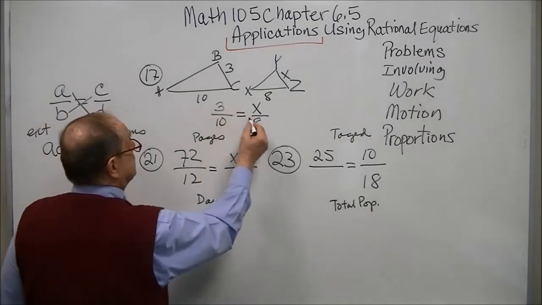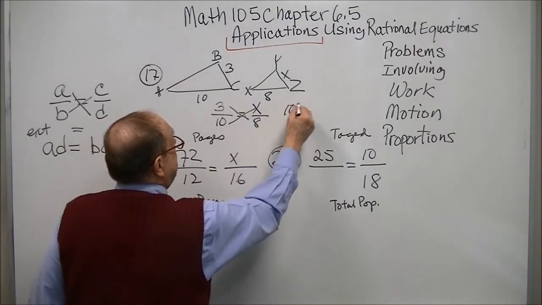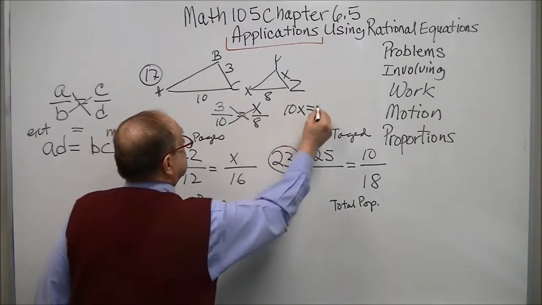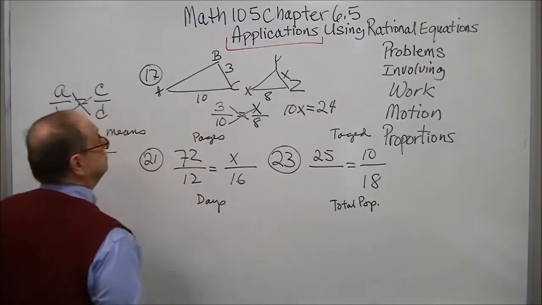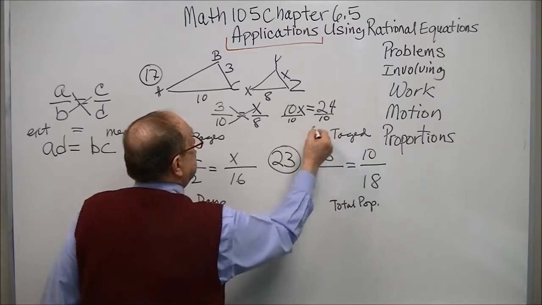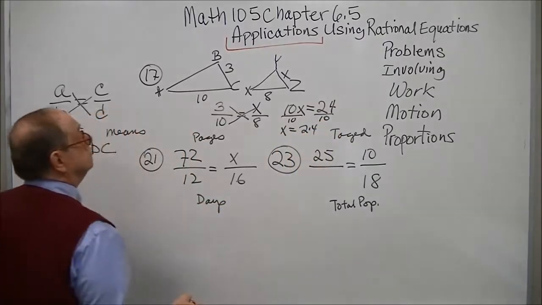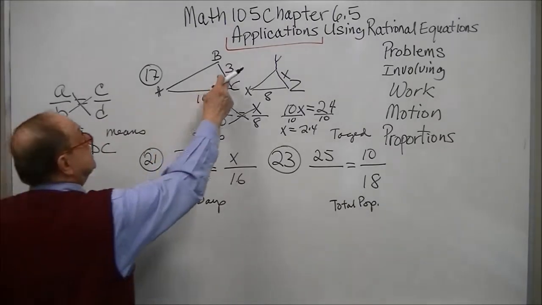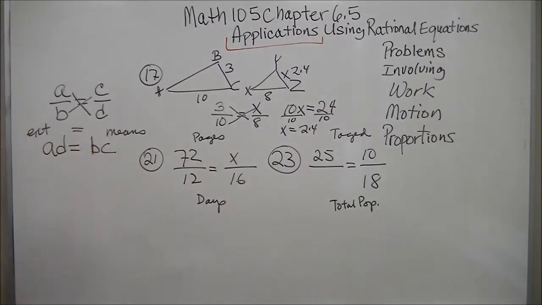So here, let's do this one, it'll be 10x equals 24. And then you just divide by 10, and you get x equals 2.4. So this one's 3, this one's 2.4. And I didn't make my diagrams proportional, but they serve the purpose to illustrate.